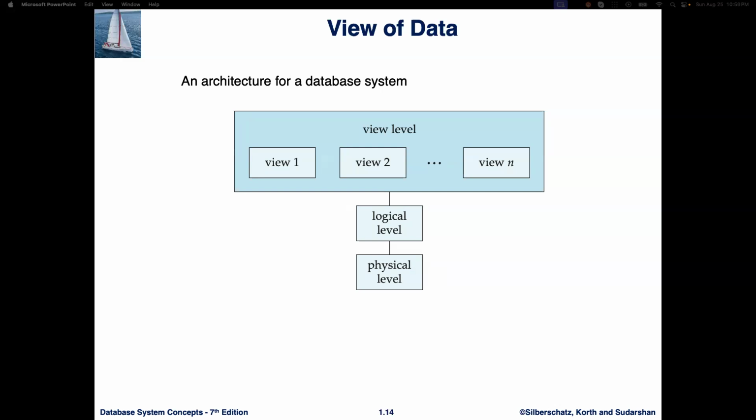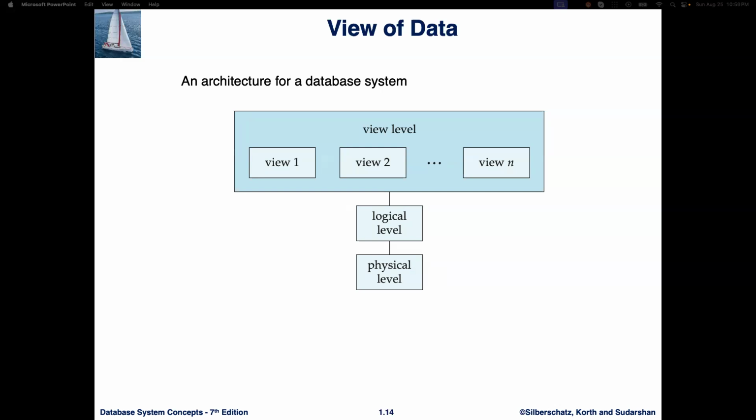The topmost level in the architecture is the view level. This level consists of multiple views such as view 1, view 2, up to view n. A view is a subset of the database that is tailored to the needs of a particular user or a group of users. It provides a specific perspective of the data, often hiding the details that are not relevant to the user.